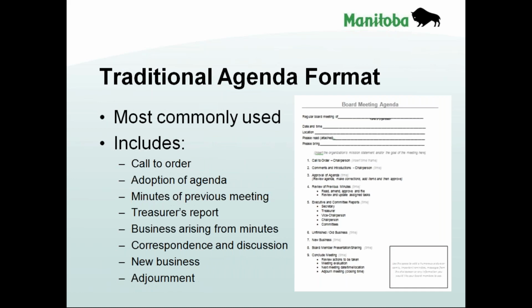Let's look at the traditional agenda format. The traditional agenda is the most commonly used agenda format by organizations. Agenda items typically include the call to order, adoption of agenda, reading and adoption of minutes of the previous regular meeting, treasurer's report, business arising from the minutes, reading of correspondence and discussion, new business, and the adjournment.